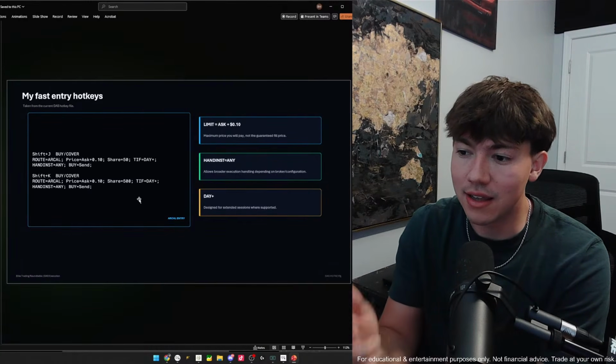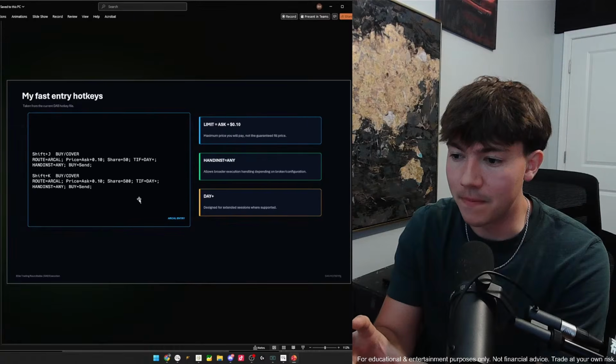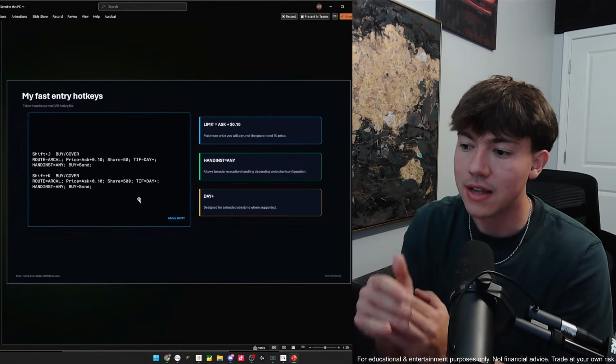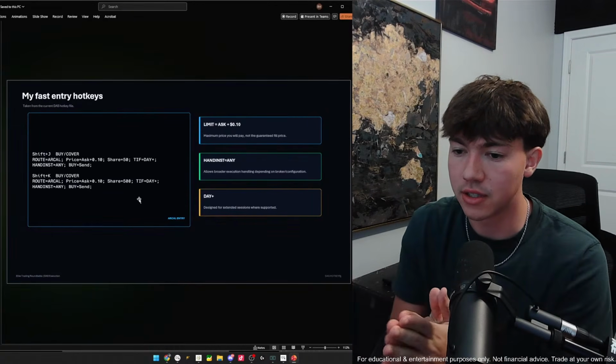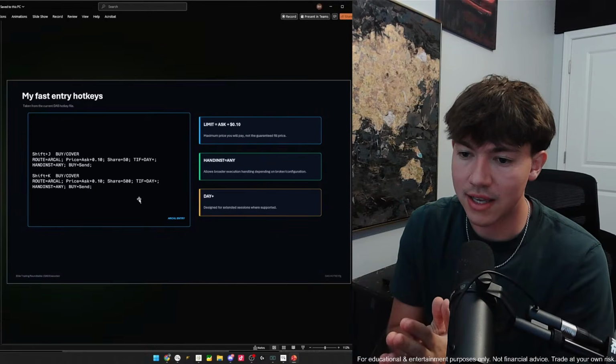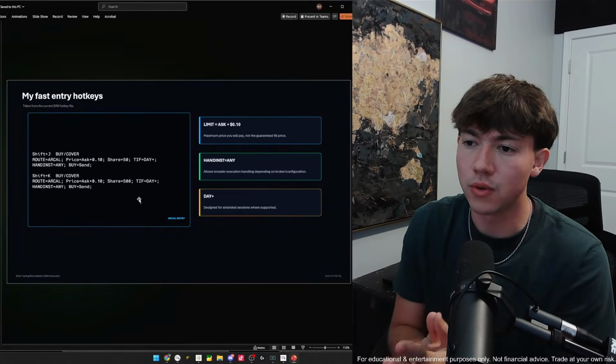And the hand in inst, it allows the broker execution to handle depending on the broker's confirmation. And so the brokerage will take care of that for you. And or we can do all or nothing.